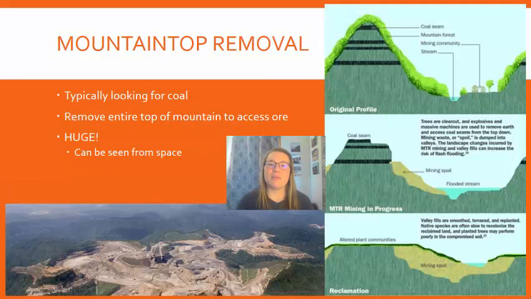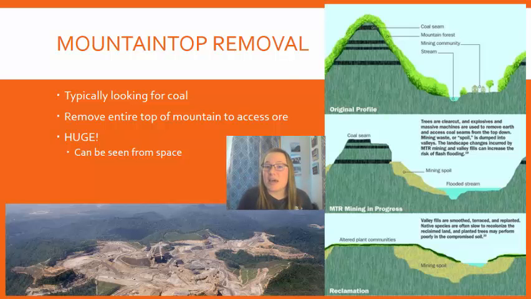The third type is mountaintop removal. Now, mountaintop removal again is exactly what it sounds like. We are cutting off or removing the entire top of a mountain in order to access the ore that is stored within. Now, typically with mountaintop removal, we're looking at the Appalachian Mountains, so eastern part of the United States, where we are searching for coal.